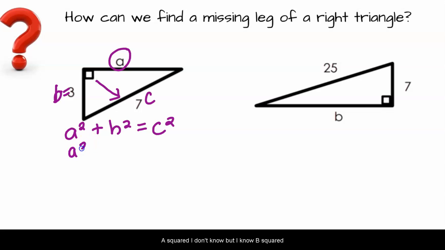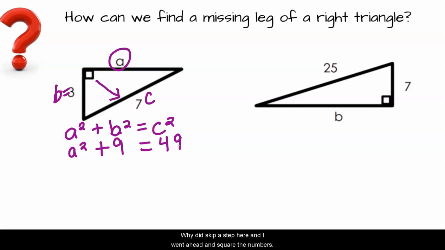A squared I don't know, but I know b squared. I can go ahead and square it here. B squared is 3 squared, which is 9. C squared would be 7 squared, which is 49. So I did skip a step here and I went ahead and squared the numbers.